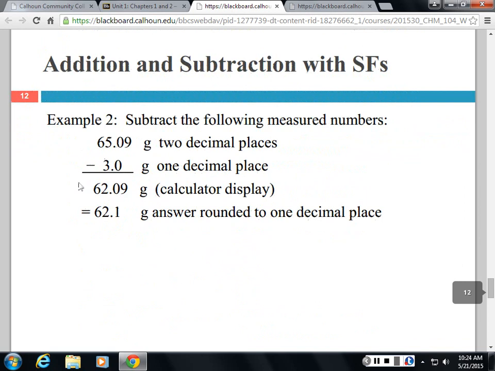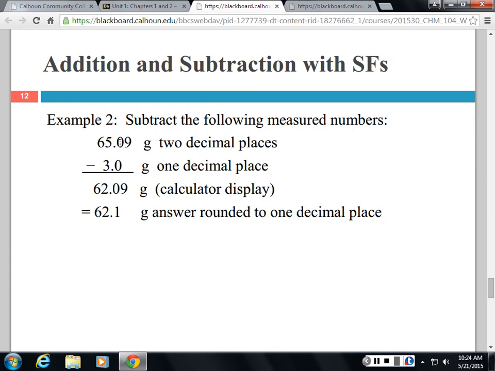Okay, here's a subtraction, same thing. 65.09, you have 2 decimal places. 3.0 again, you only have 1. So your answer cannot have 2. It has to only have 1 decimal. And so we round to that first decimal place. So here we look, we've got a 0. 9 is obviously going to round up, and so we get 62.1 grams.